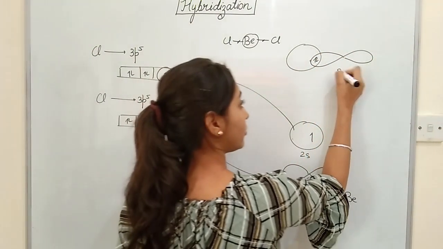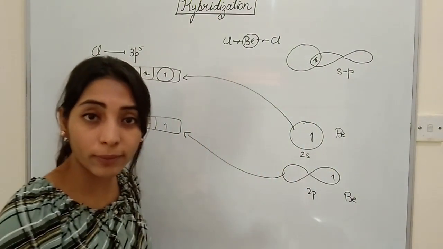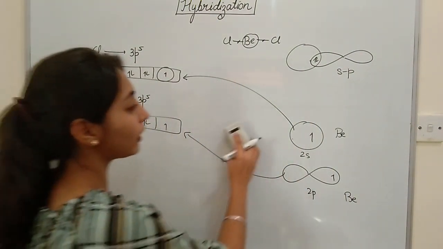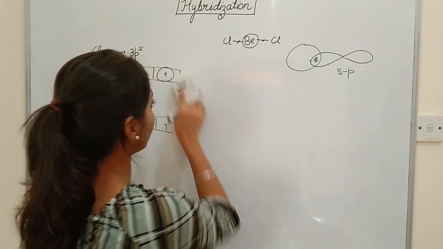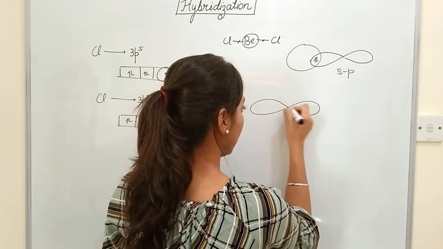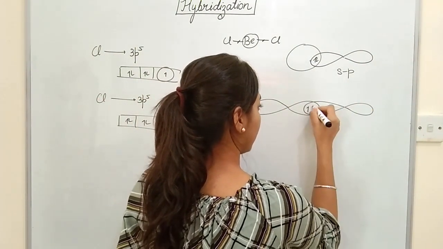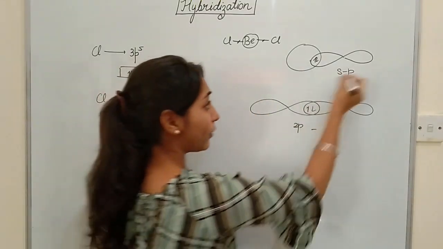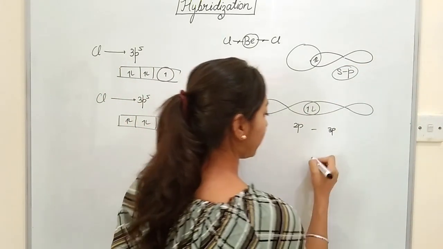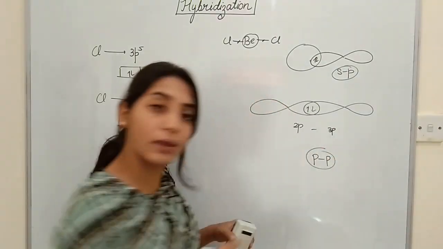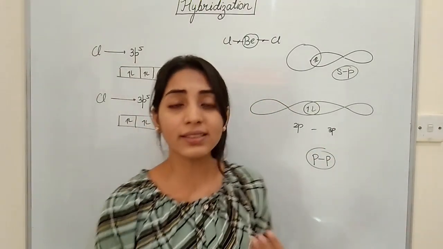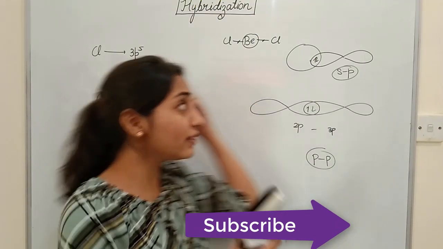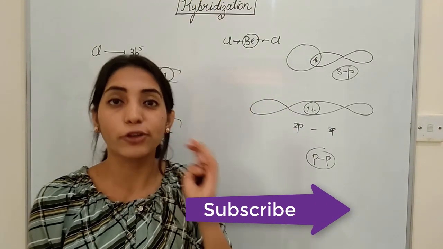Understood? So the bond so formed will be an sp bond, and if 2p and 3p combine, then the bond so formed will be a pp bond. Okay, can I say that one is an sp bond formation and the other is a pp bond formation? This is how the VBT should work. This is how the molecule BeCl2 looks.